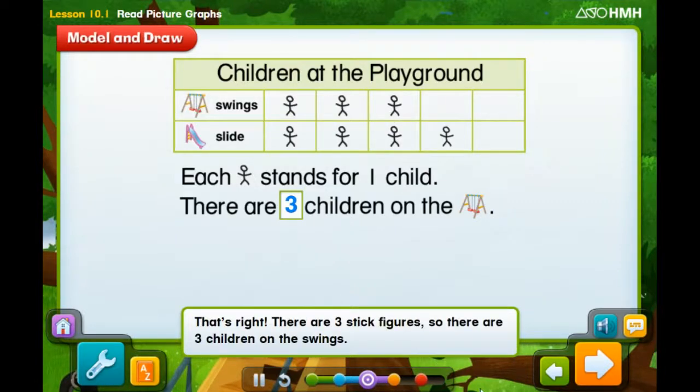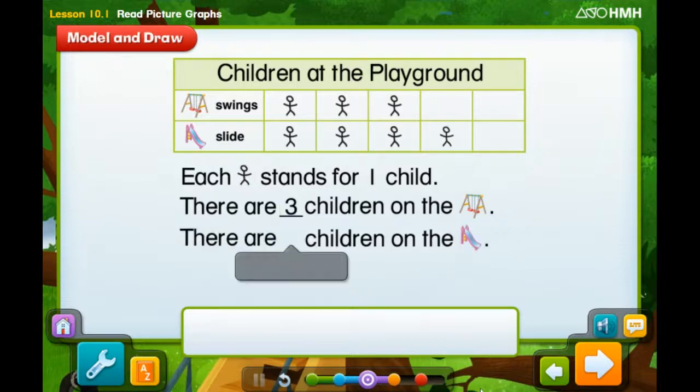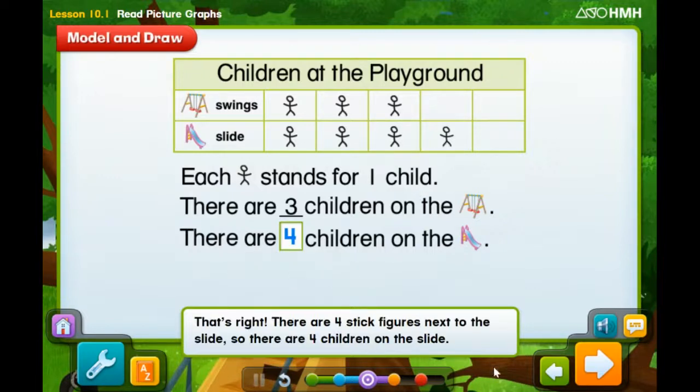That's right. There are 3 stick figures, so there are 3 children on the swings. How many children are on the slide? That's right. There are 4 stick figures next to the slide, so there are 4 children on the slide.